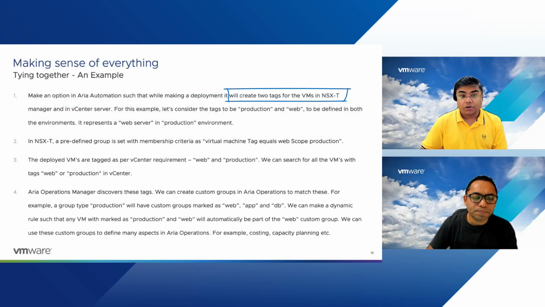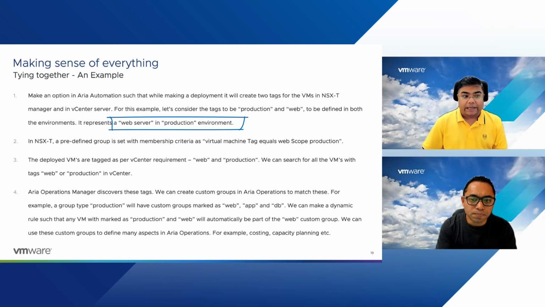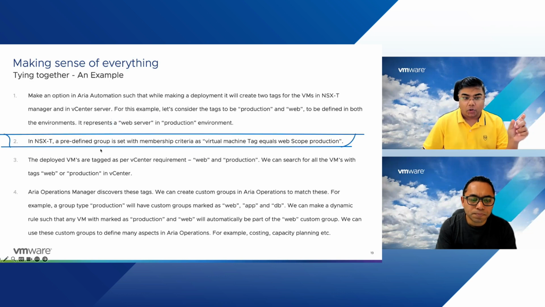making a deployment to create two tags for the VMs in NSX-T Manager and the vCenter Server. The tags, we say, are production and web, to be defined in both environments. It represents a web server in the production environment. So in NSX-T, I can predefine a group with membership criteria as virtual machines, where the tag equals web and the scope is production in NSX-T.